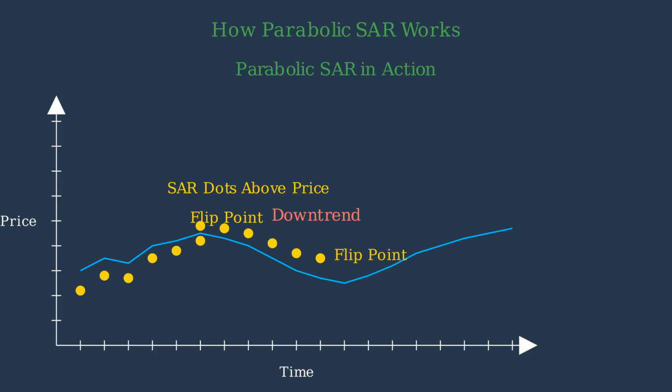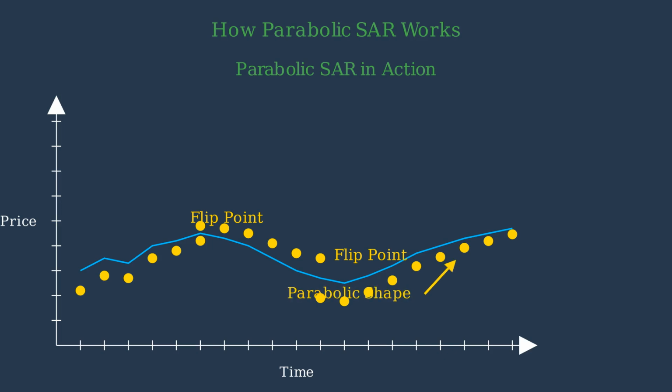When another reversal occurs, the SAR flips back below the price line, signaling a new uptrend. Notice how the dots create a parabolic shape, getting closer to the price as the trend accelerates. This is where the indicator gets its name.